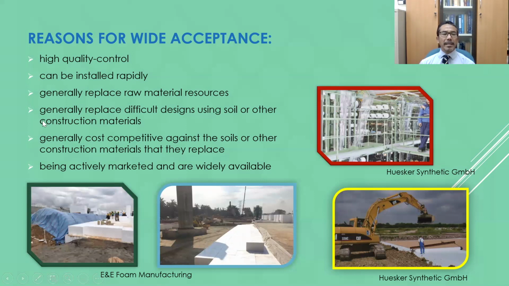Right. Reason number four, geosynthetic materials generally replace difficult designs using soil or other construction materials. Again, if we design using soil, especially clay, we have to take into account the change of properties of the clay due to the environment as well as time. In addition to that, the properties of natural materials are not uniform and we cannot control their properties and the quality. So sometimes the design using natural materials is quite difficult.